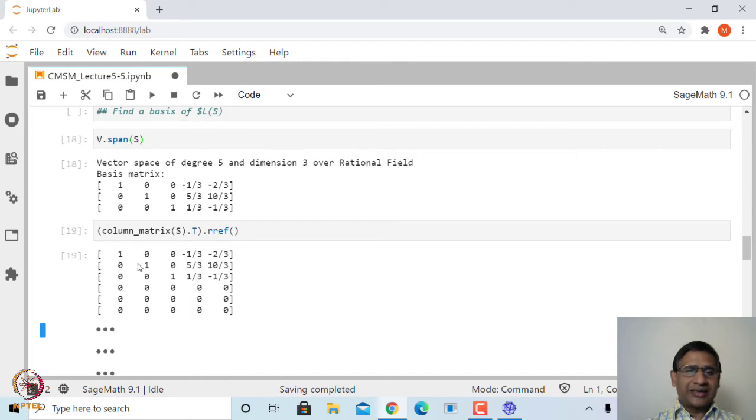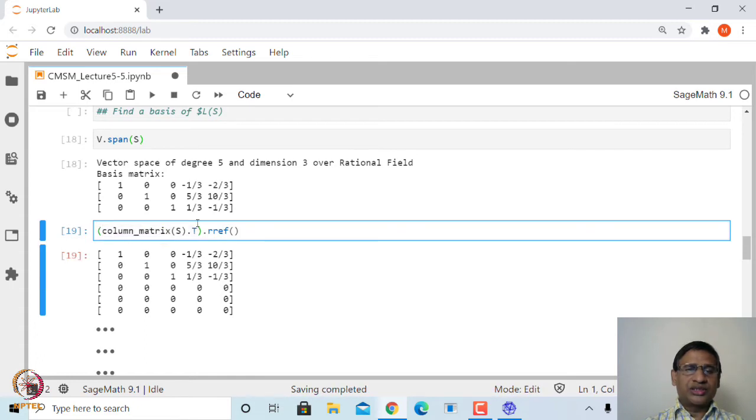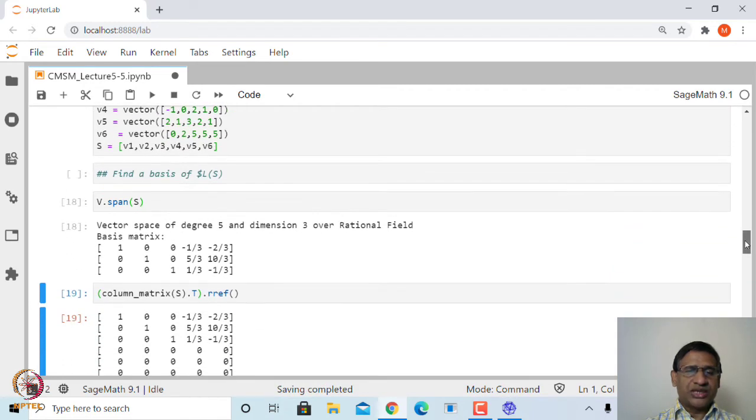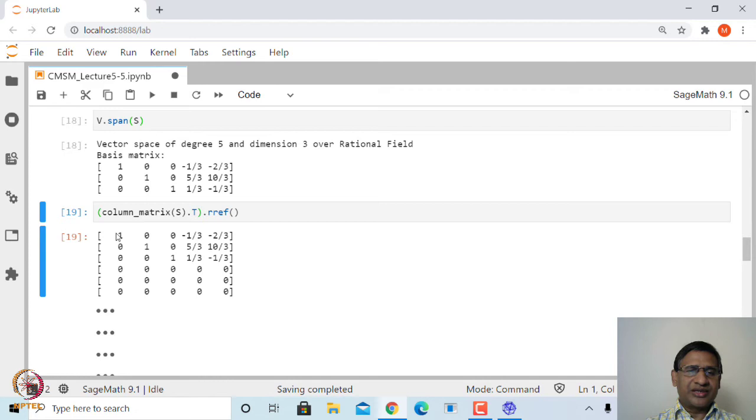When you apply RREF, you can see here this column, this column, this column, first three columns, they form actually an identity matrix. So in fact, actually we are generating this as a row matrix, where rows are vectors in S. First row is V1, second row is V2, and so on, and then apply RREF. This will give you the basis, which is the same as what you got using the inbuilt function. So in order to find the basis of a vector space LS, you simply take vectors in rows and apply RREF.